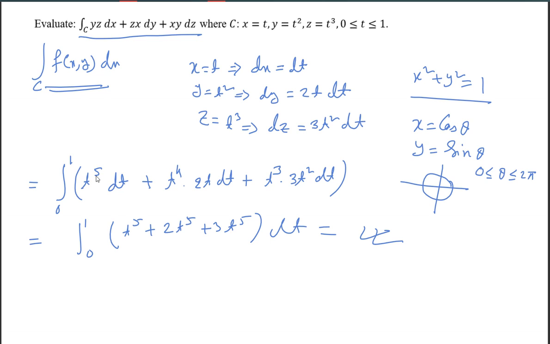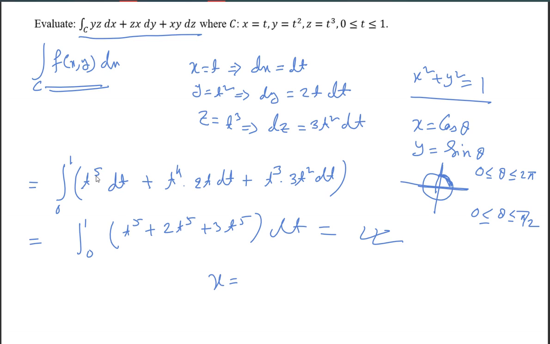Suppose the curve is given lying only in the first quadrant, that is here. Suppose this curve is given over here only. So in that case, x is equal to cos theta, y is equal to sin theta, and theta lies from 0 less than or equal to theta less than or equal to pi by 2. In this way you need to do.